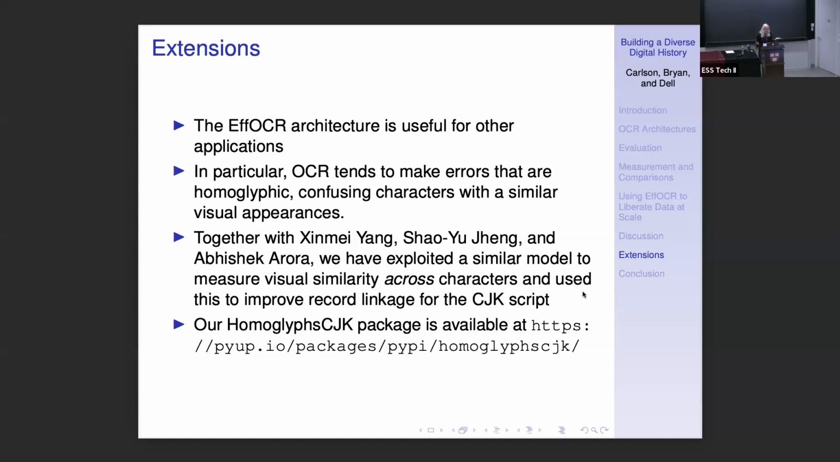We have a package. It's very easy to use. It's very familiar to people who are familiar with string matching. So maybe if you did an end-to-end deep learning model, which we've also done, it would be better, but it's harder to use, harder to tune. And so by just measuring character visual similarity and then using that as the substitution cost within edit distance matching, you can improve record linkage. And we have an easy-to-use package to do that.